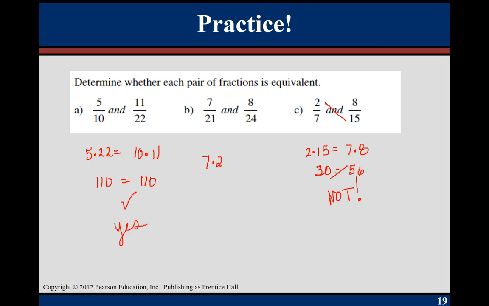7 times 24, is that the same as 21 times 8? 7 times 24 is 168. Well, so is 21 times 8. So again, these are both equivalent. They're the same fraction. And that's how you can use prime factorization to reduce fractions. And if you aren't able to find any pairs that match, you can use cross multiplication.